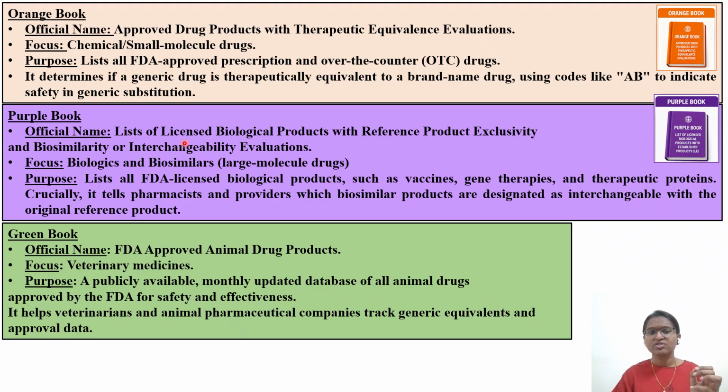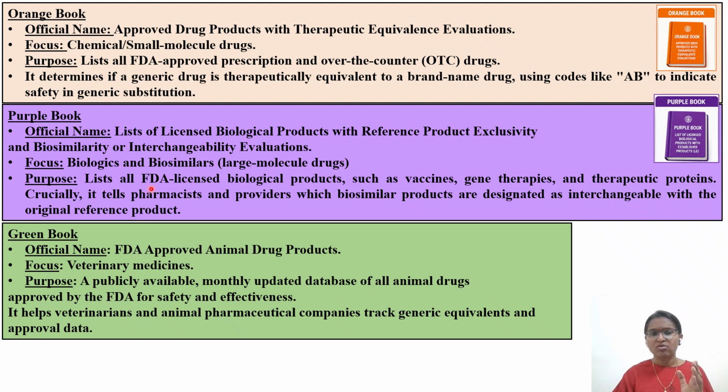Next, we have the Purple Book. The official name is List of Licensed Biological Products with Reference Product Exclusivity. So this particular Purple Book will contain biologic, biotechnology derived, and similar biologics also, and biosimilarity or interchangeability evaluations. So the main focus is biologics as well as biosimilars. In the Orange Book the main focus is chemical or small molecular drugs, containing IND, NDA, as well as ANDA. But here it contains biologics and biosimilars.